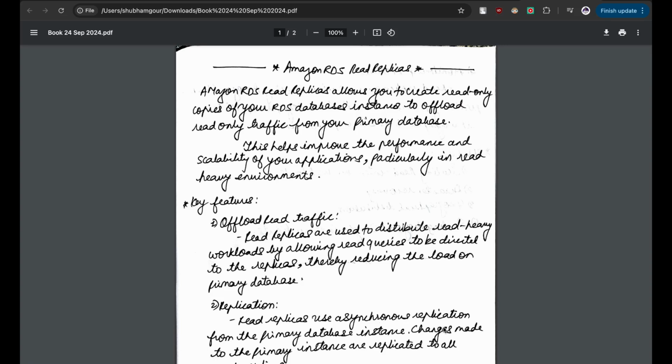It's time to finally cover the next topic, that is Amazon RDS Read Replica, right? So we already covered what Amazon RDS actually is, and in the previous video we did a hands-on and saw how we can create a relational database. We saw how we can connect EC2 with MySQL RDS, right?